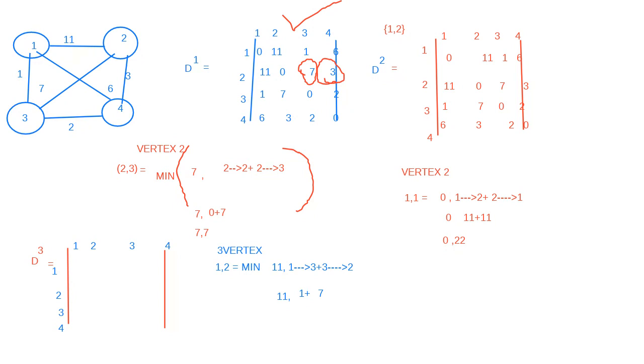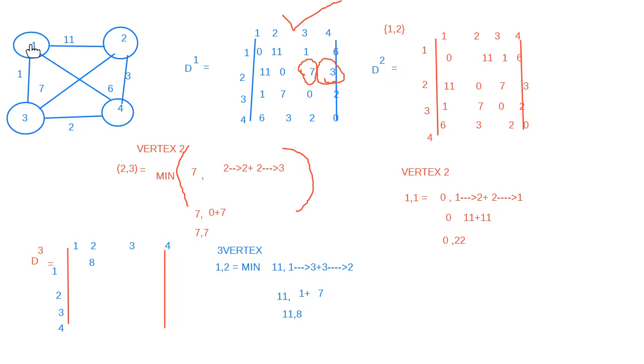Now, from 1 to 2, what will we write? I am writing 8 over here. From 1 to 2, I am writing 8. And earlier, from 1 to 2, it was 11. So I have got a better path when I am going through vertex number 3. Is it clear? Yes, ma'am.